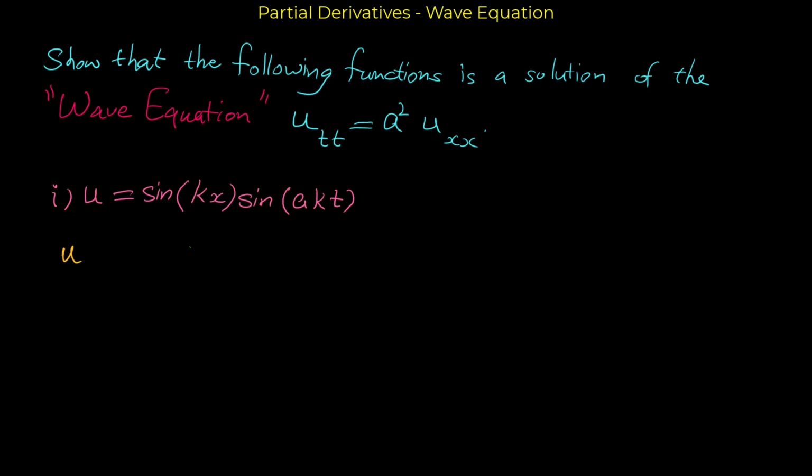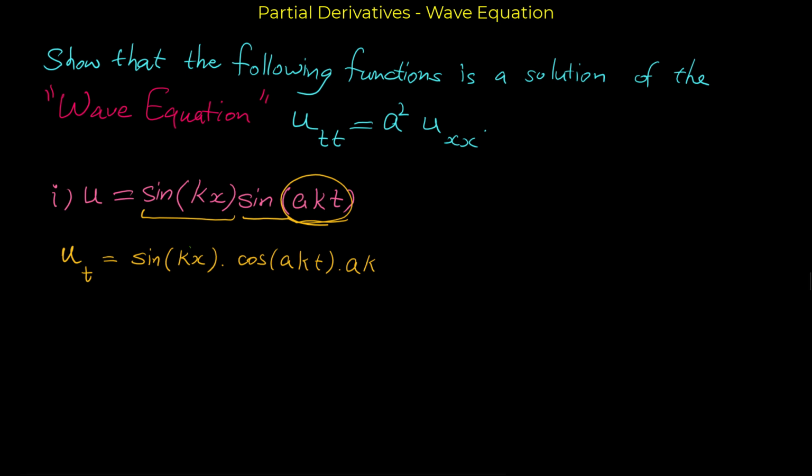So let's start with finding ut first, the first partial derivative of this function with respect to t. When we want to find the first partial derivative with respect to t, this part for us is a constant, a number. We leave it and we have to focus on this part which has t. Derivative of sine is cosine. But don't forget to multiply by the derivative of the inside. The derivative of akt with respect to t is ak, because it's like 4t, the derivative of 4t is 4. ak is a number, so the derivative of akt with respect to t is ak. This is the first partial derivative with respect to t.